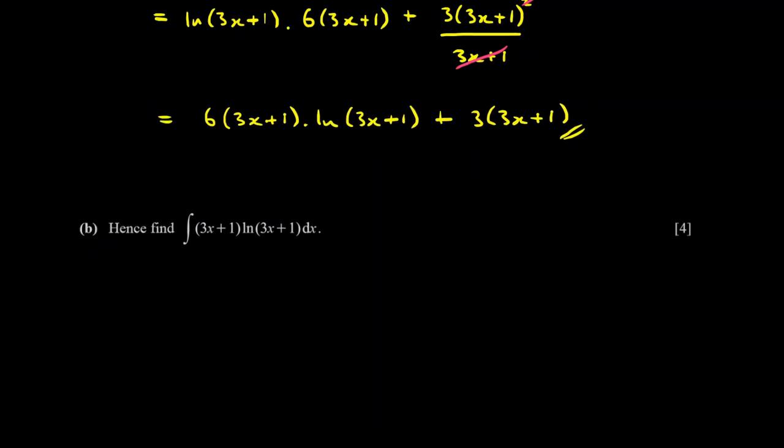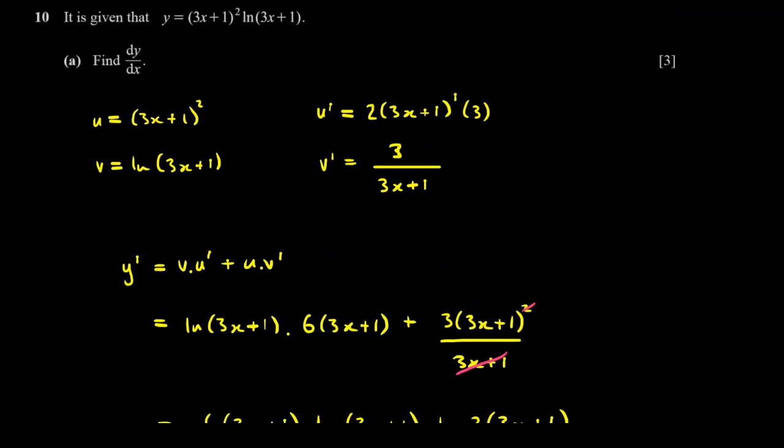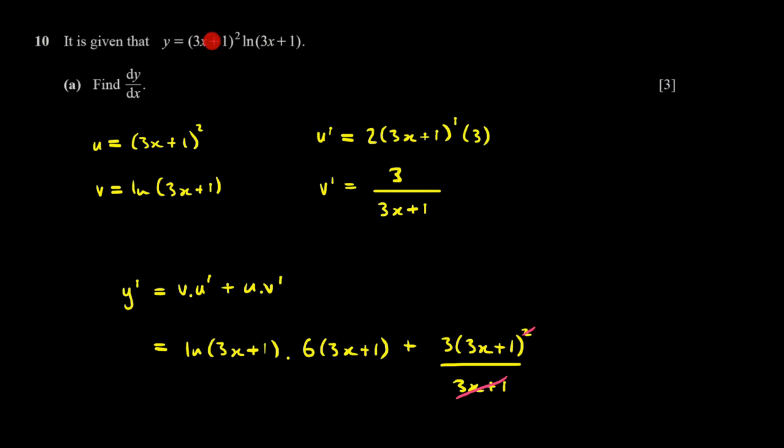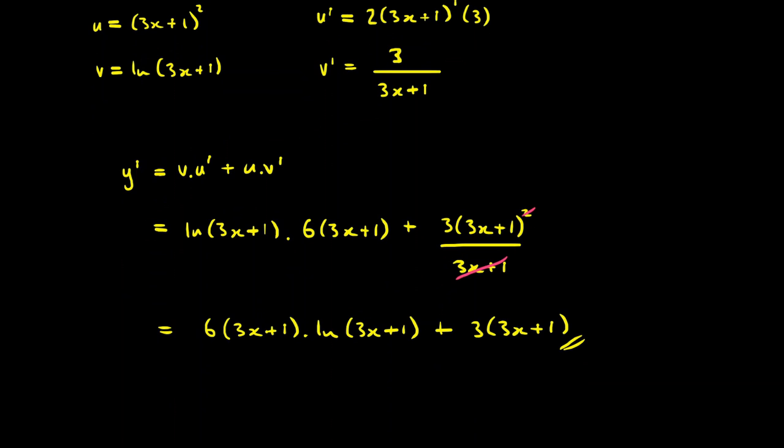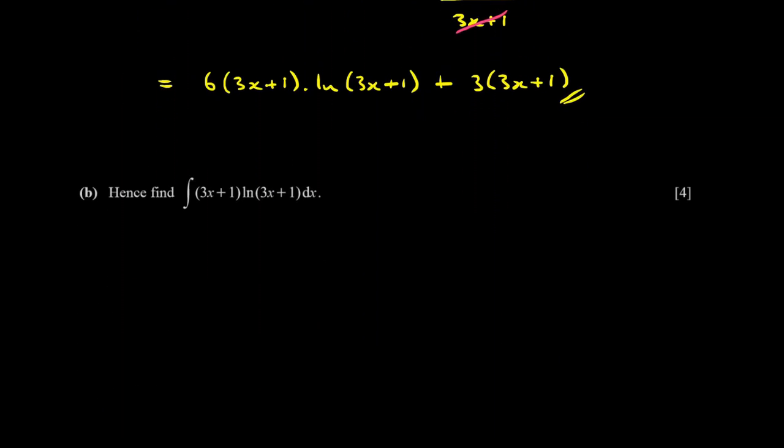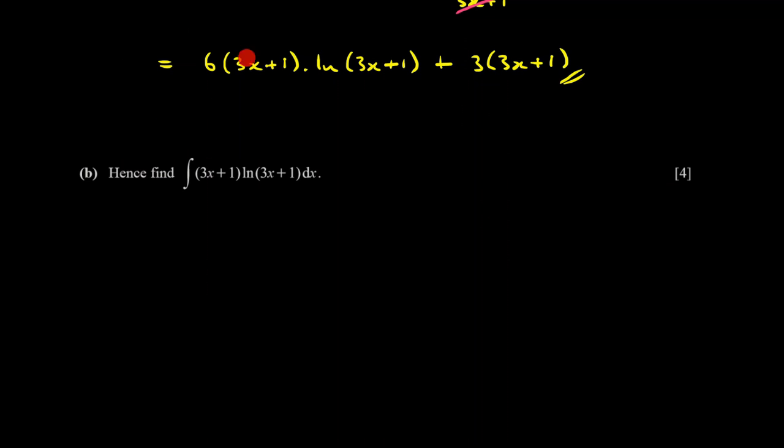Okay, so now we're in part B of this question. We want to integrate this function here, but remember the key word is hence. Hence means we've got to look back to our answer to part A. If we go back to part A, what we did is we differentiated this thing here, and we found that that gave us this thing here. Now what does that mean? Well, we can think of integration as the reverse of differentiation. So in other words, if I was to integrate this function, we would get back where we started.